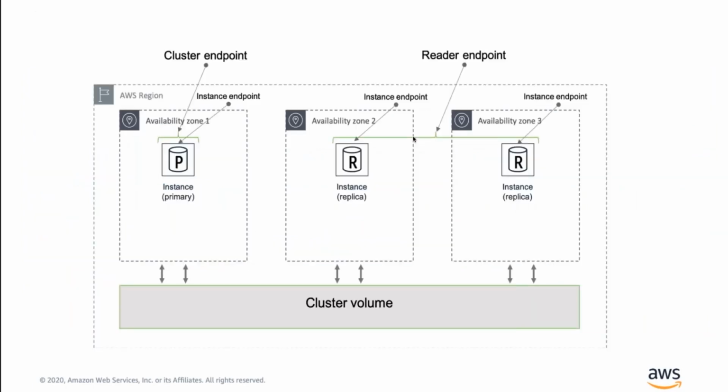So this diagram essentially summarizes the things that I talked about. If you were to look at it from an architecture point of view, you have the storage, the cluster volume, which is the storage layer. This is distributed across your instance endpoints. And then you'll have a primary instance, which is right here, and you have exactly one of those. The primary instance is associated with the cluster endpoint, and it also has its own instance endpoint. And then you have replica instances. In this diagram, I have 2, but you can have up to 15, and each replica instance also has its own instance endpoint, or you can connect to either one of them using a reader endpoint.